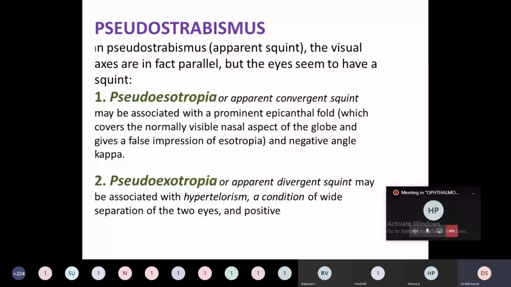That is false squint which looks like a divergent squint, also known as apparent divergent squint, and may be associated with hypertelorism. Hypertelorism is a condition of wide separation of the two eyes, and there will be positive angle kappa in this particular condition.